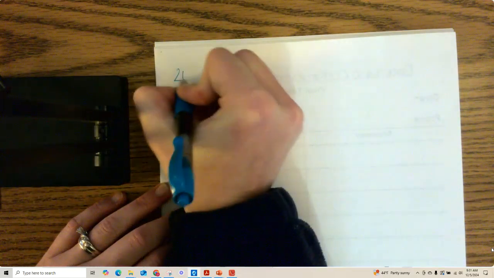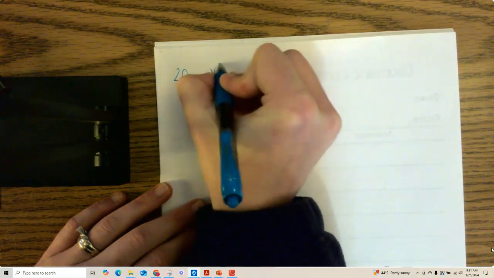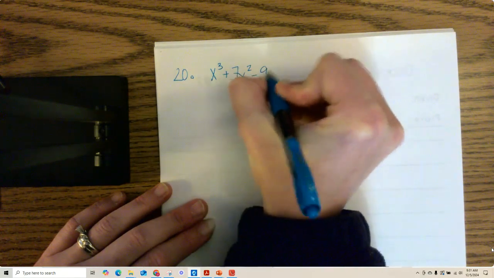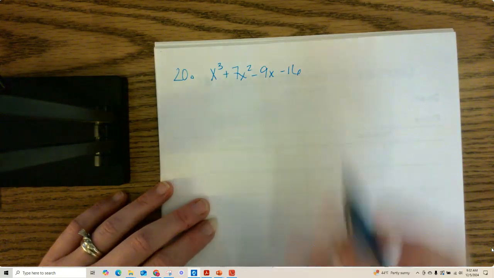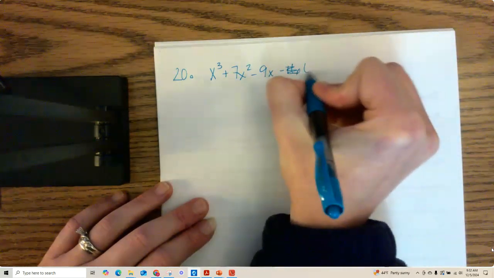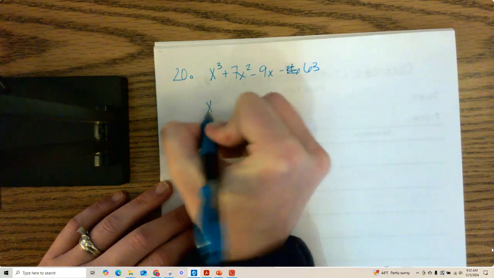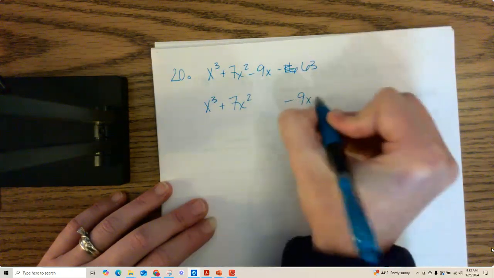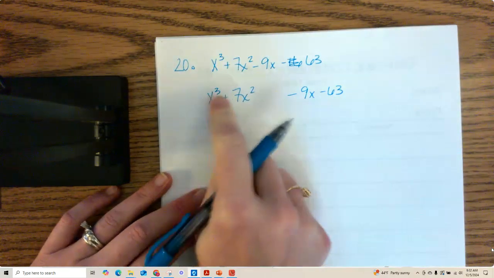20 is the same. Okay. f of x equals x cubed plus 7x squared minus 9x minus 63. Sorry, minus 63. Okay, so this one I would factor by grouping. So I do x cubed plus 7x squared, and then I do negative 9x minus 63.